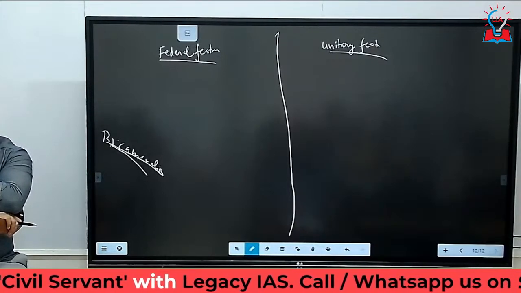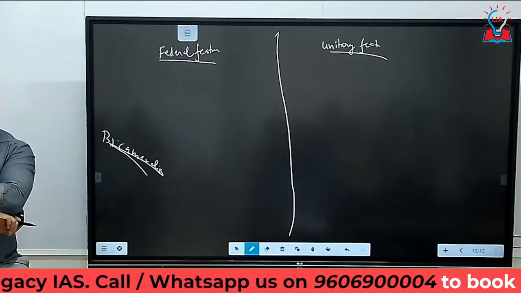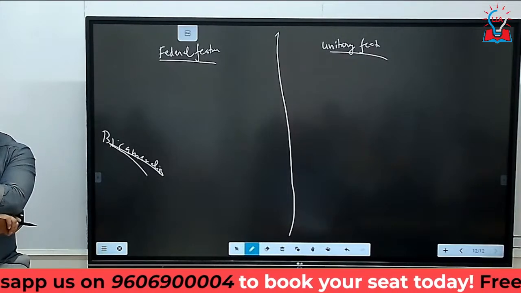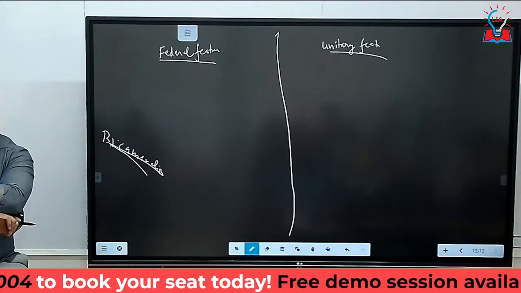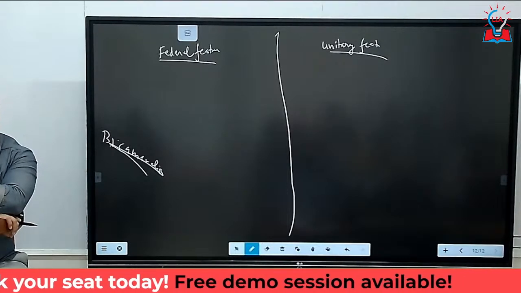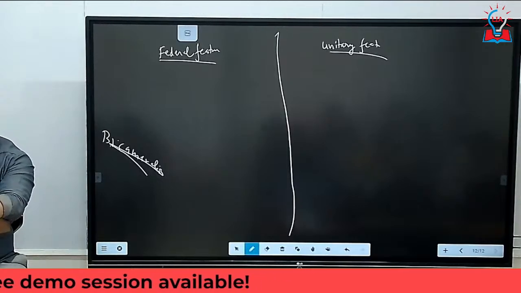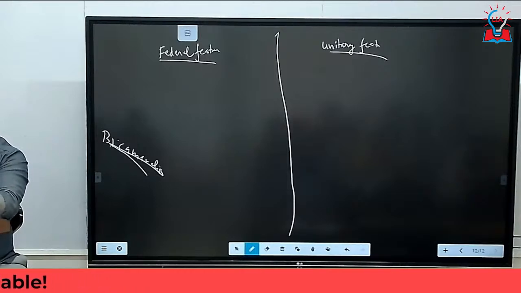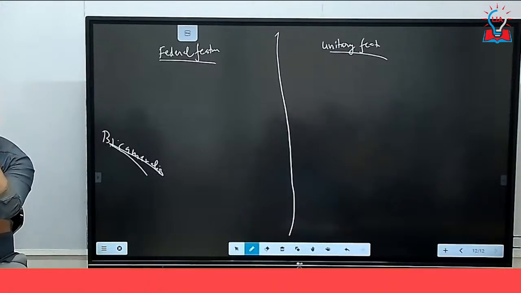So is this a unitary feature or a federal feature? Federal, because the second chamber, Rajya Sabha, represents the interest of the states only. इसलिए इसको बोलते हैं Council of State. So bicameralism is a federal feature. Correct? Clear?